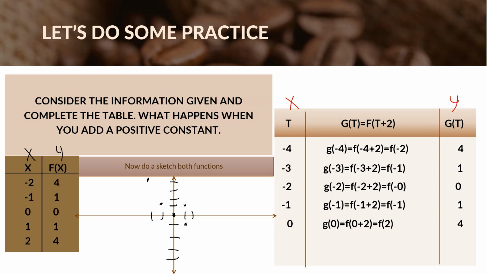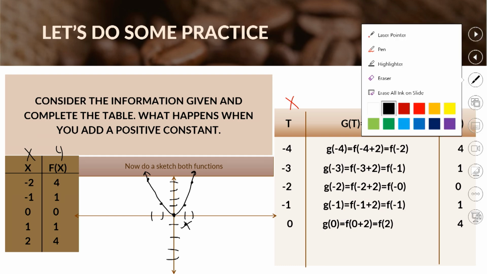I have 1, 1. And I have 2, 4. So I don't need that one. So this is going to be my original parent function. There we go. That's my original parent function. So now in the red, I'm going to put my new function.